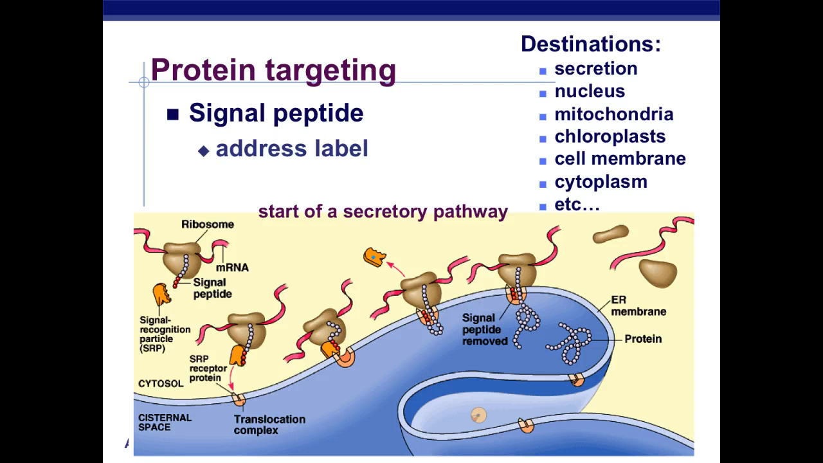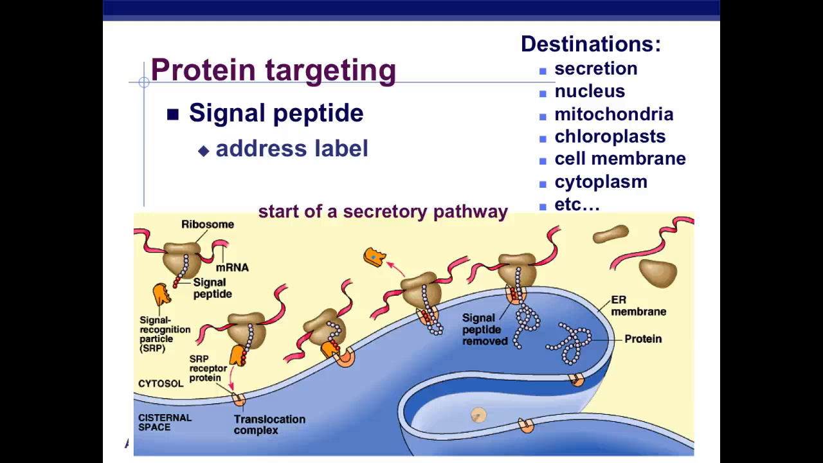Signal peptides give an address or a label to the polypeptide chain. So there are different destinations for the polypeptide chain. It could be secretion, to the nucleus, mitochondria, chloroplast, membrane, cytoplasm, etc. The pathway below shows a polypeptide chain going into the ER.